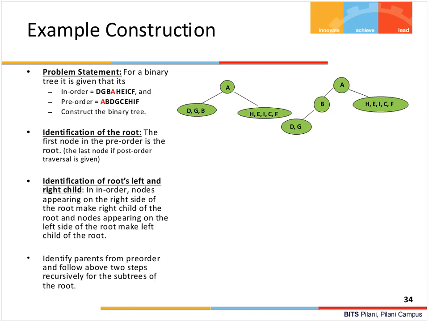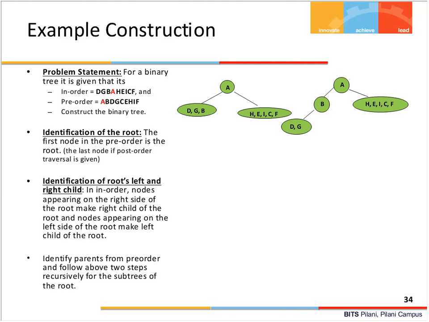I know DGB belongs to the left side of A, right? Because in the in order DGB, all these three nodes are coming left of A, right? Now, who will be the immediate child of A? It will be B, because B is the second node after A in pre-order traversal. Alright, so I lock down B's position. But what about D and G? D and G are occurring on the left side of B in order traversal. So I am sure that DG are left child of B.